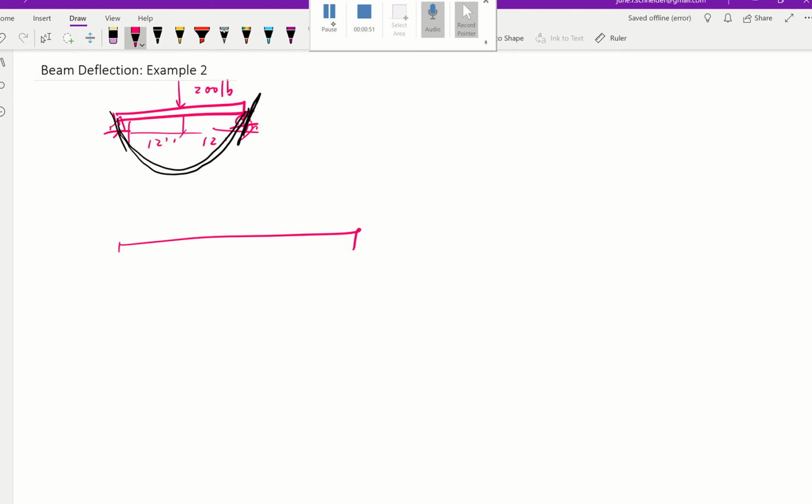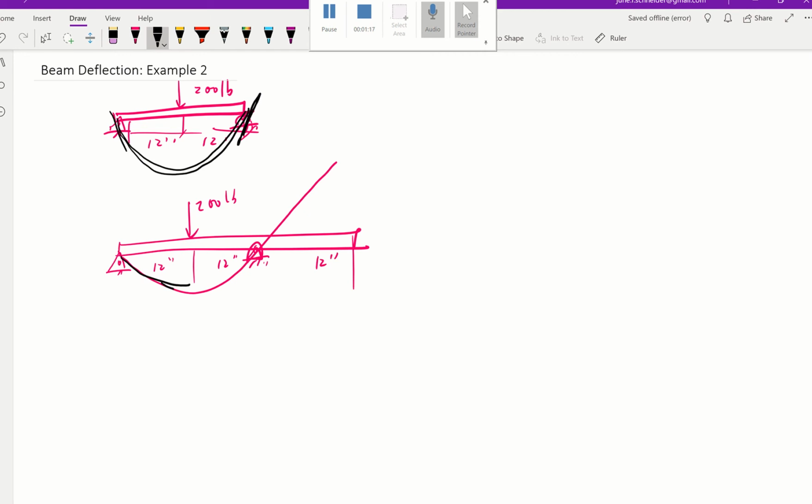This problem is going to be like this. You have a simply supported beam with 200 pounds in the middle, 12-inch and 12-inch. However, there is 12-inch here as well. So what would this beam profile look like after being deflected? It would be something like this, right? Oops, I'm gonna use the black one. So this is gonna be the profile of this beam, right?